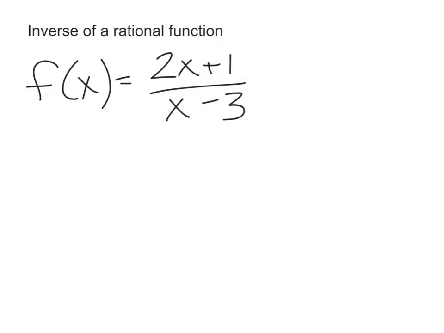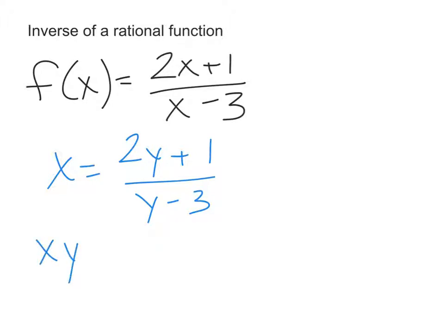In this video, we're going to talk about finding the inverse of a rational function. So we'll begin with something like f of x equals 2x plus 1 over x minus 3. And so we're going to switch x and y like we always do when we go to find the inverse. And then we cross multiply, so it ends up giving us xy minus 3x is equal to 2y plus 1.